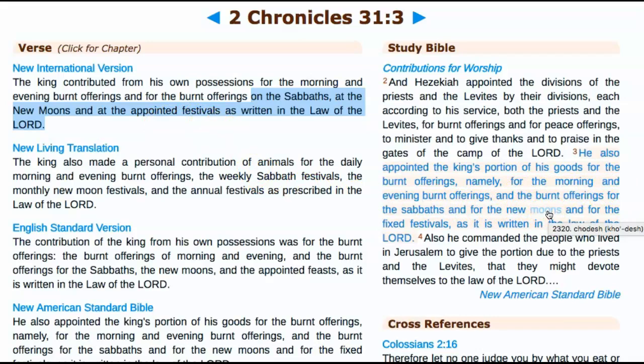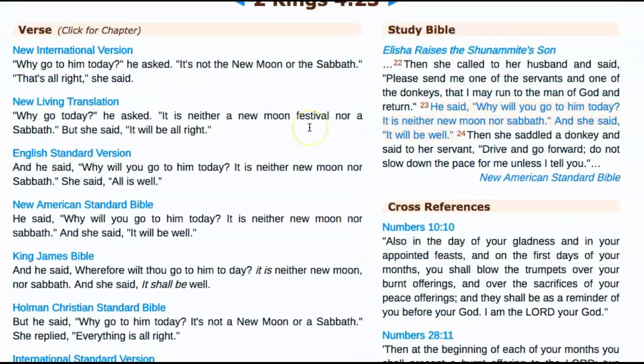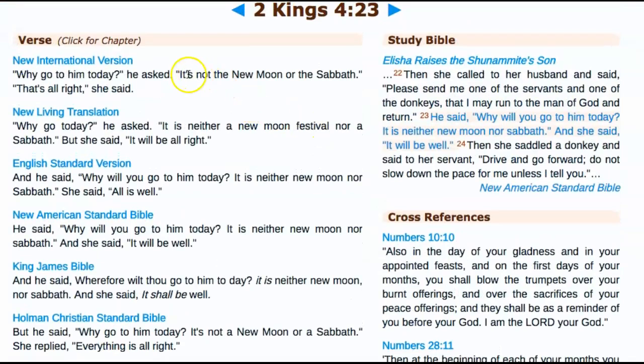It should say new month, and this is not the only place, because it's here in 2 Kings 4:23 also, because it says it's not the new moon or the Sabbath in these versions and translations, but the word right here says Kadash again, which means new month. So it should say new month.